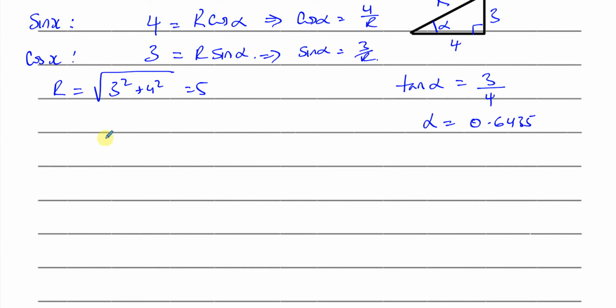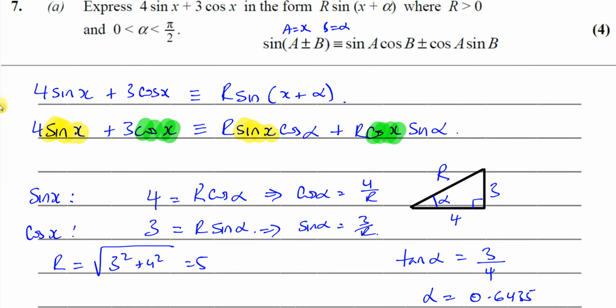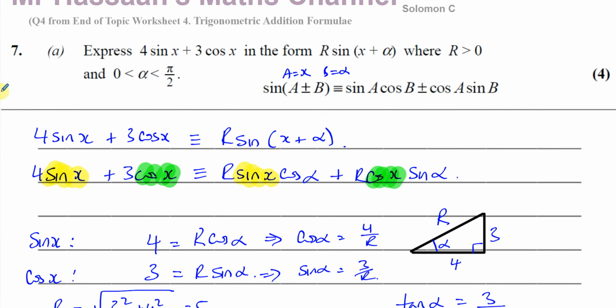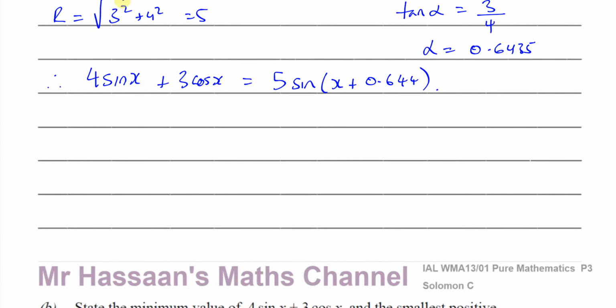So I'm going to say that therefore our original statement, which is 4 times sine x plus 3 times cosine x, is equal to r, which is 5 times the sine of x plus, and I'll write this as 0.644 to 3SF. So now I have expressed this in the form required in the question part A, and now we can move on to part B.